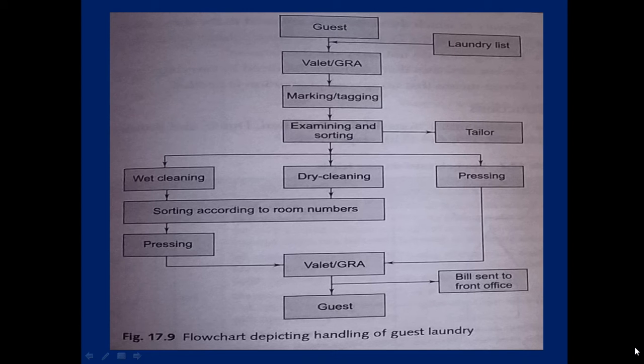And then the valet will collect the linen once pressing has been done, and he will deliver it to the guest rooms, and the bill would be sent to the front office with the help of PMS, the property management system, which is already integrated with the front office section. So automatically the bill will go to the front office, and finally the guest will get their uniforms. So this is the flow chart depicting the handling of guest laundry.